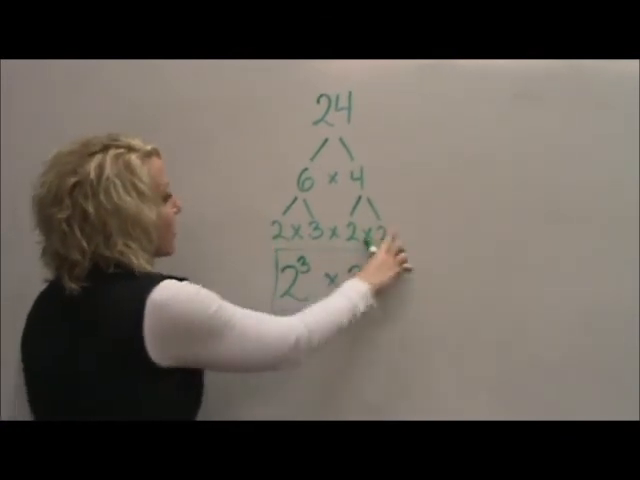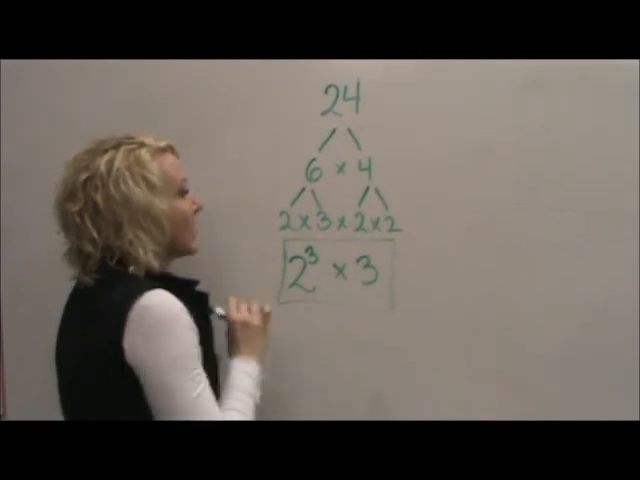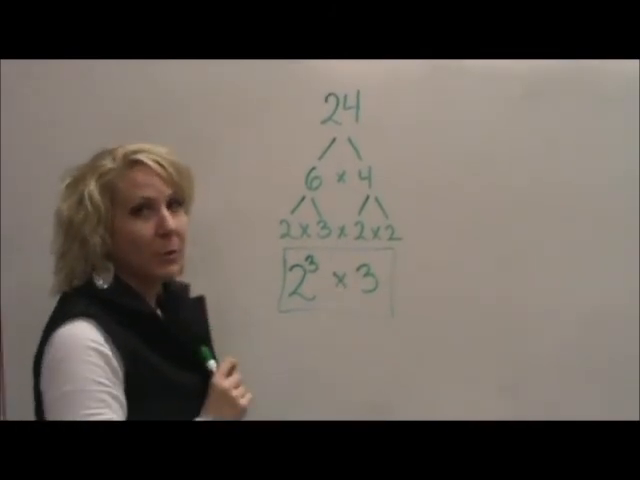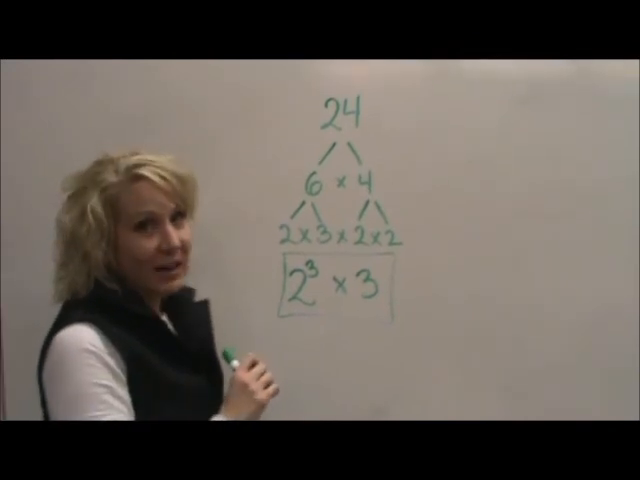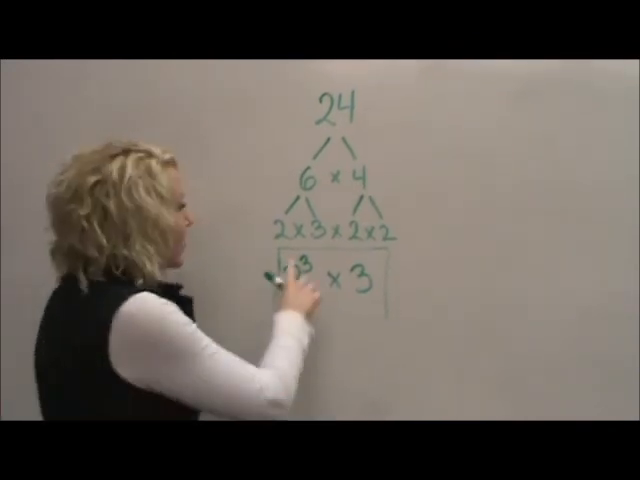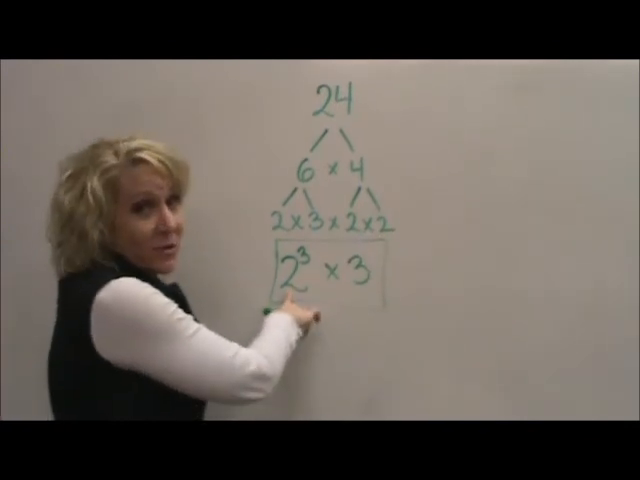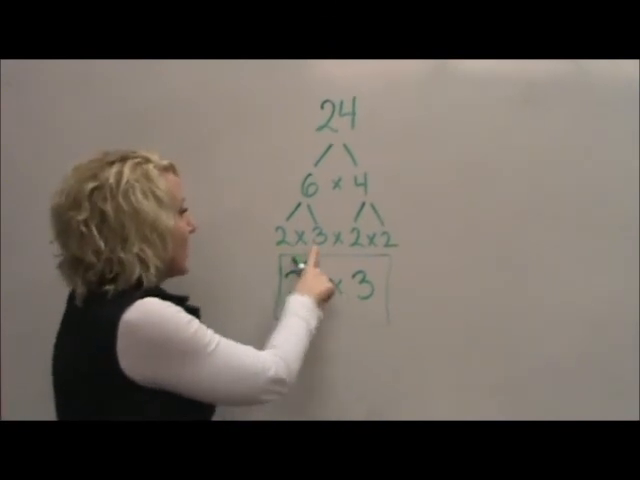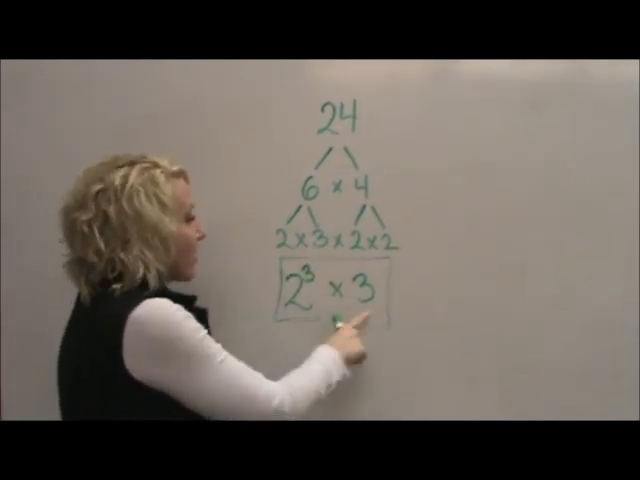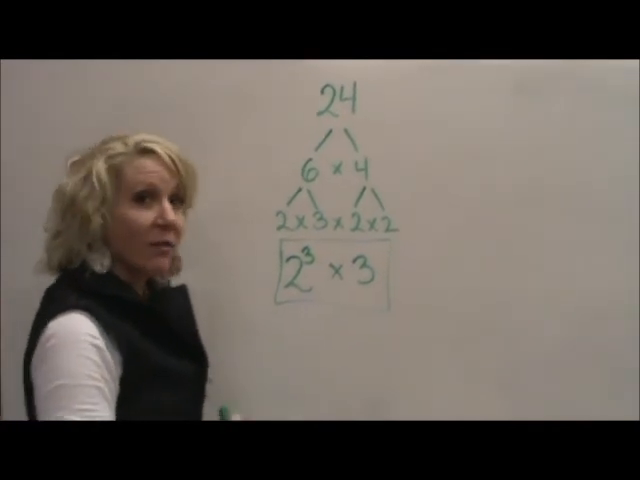So then we looked at our third level of the factor tree, and we looked at each number, and we realized that now we have all prime numbers. The final step was to write down any repeating factors as an exponent. So since 2 repeated 3 times, we wrote those factors as 2 to the 3rd power. And then we multiplied that by our standalone factor 3. And this is the final answer for the prime factorization of 24.